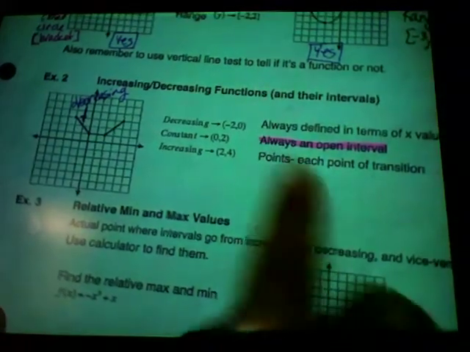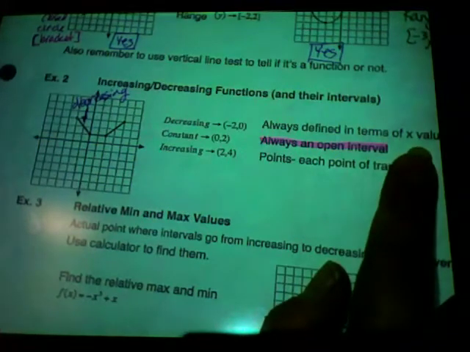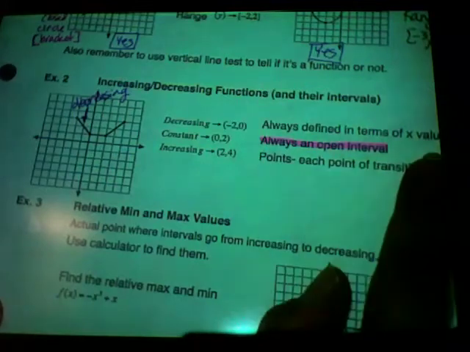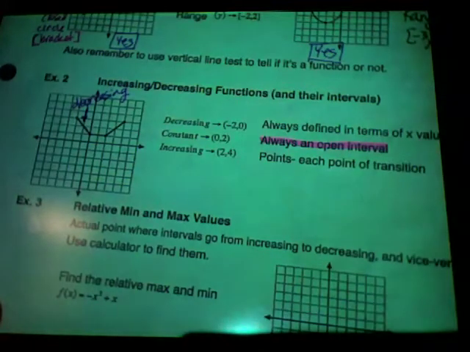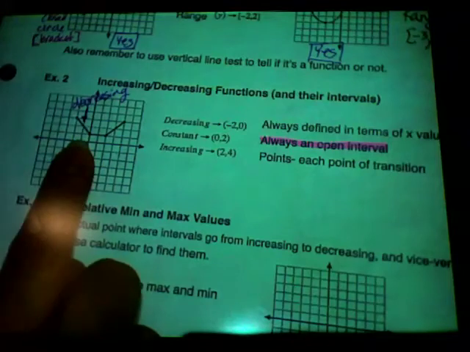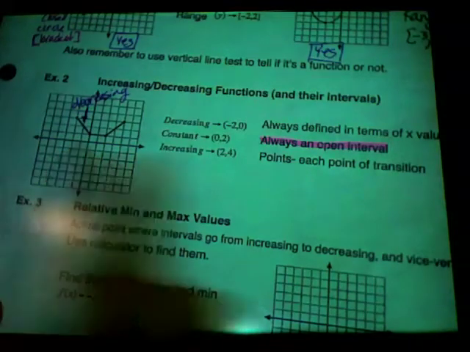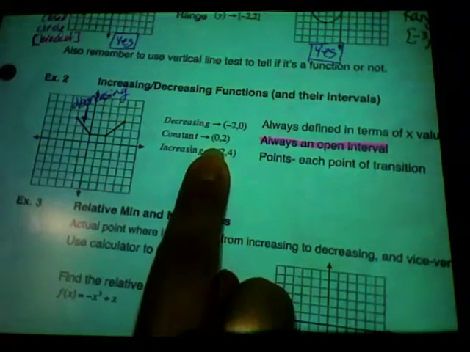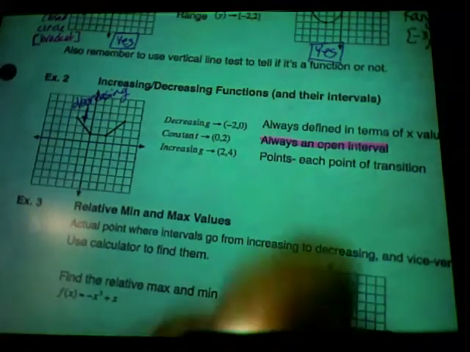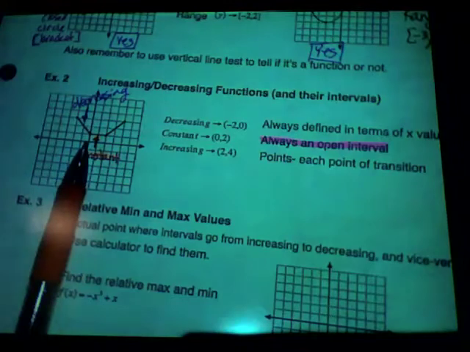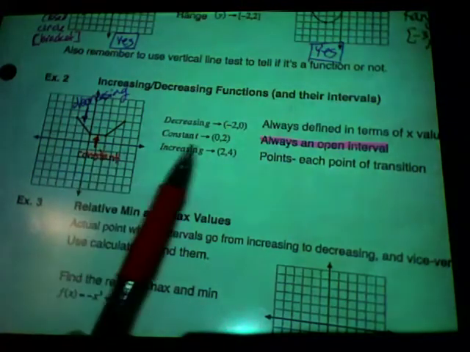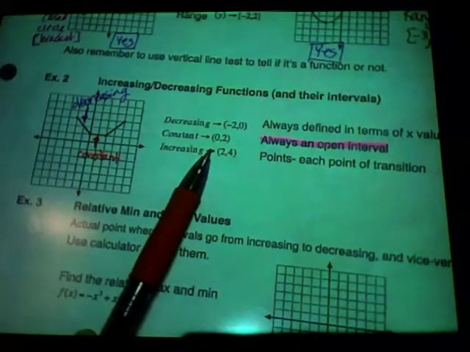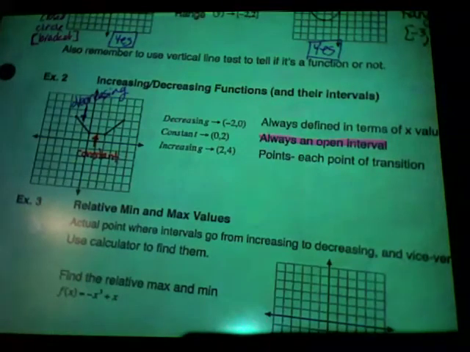And your intervals are always defined in terms of x, even though we look at how it's increasing or decreasing against the y-axis. We always define the intervals in terms of where it is on the x-axis. So this decreasing interval is from -2 to 0. Then we have a constant interval, meaning it's not going up, it's not going down here. So right here is constant. And it's constant from 0 on the x-axis to 2 on the x-axis. And so that's why you see the interval (0, 2). These are not ordered pairs, they're interval notation.